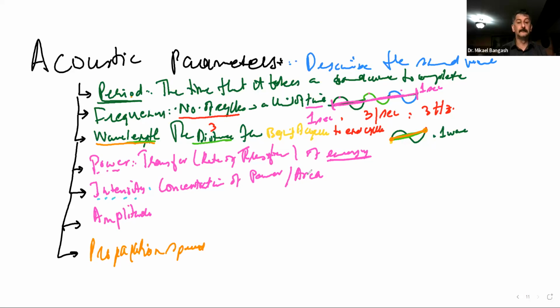So what do you see here? We are again going to have a similar relationship between intensity and power that we had in density and mass. And a similar relationship between intensity and area that we had in density and volume. No, sorry, pressure and area, sorry.